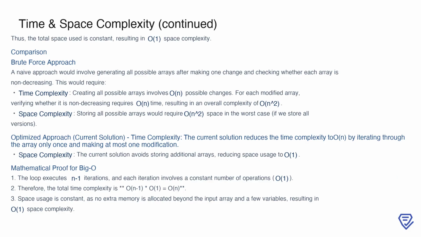In contrast, the optimized approach avoids this inefficiency. By iterating through the array only once and making at most one modification, the time complexity is significantly reduced to O(n). Furthermore, since the current solution modifies the array in place and uses only a few extra variables, the space complexity is reduced to O(1). Mathematically, the time complexity is confirmed as O(n), because the loop runs n-1 iterations, each involving a constant number of operations. Similarly, the space complexity remains O(1), because no additional memory beyond the input array and a few variables is required.